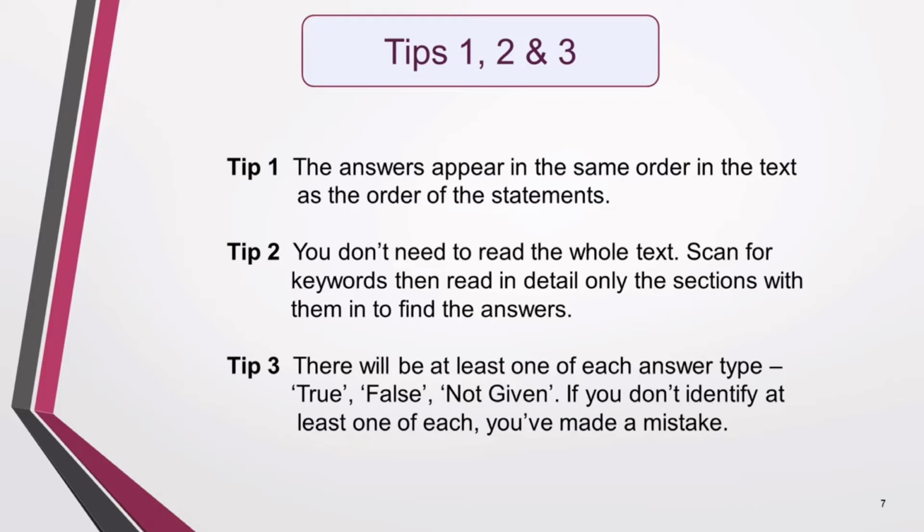Tip 2. You don't need to read the whole text. First, you'll scan for keywords, and then you'll read only the section containing them in detail, as this is where the answer will be. Tip 3. There will be at least one of each answer type, that is, at least one true answer, at least one false answer, and at least one not given answer. So, if you don't have at least one of each when you've completed the question, you've made a mistake.